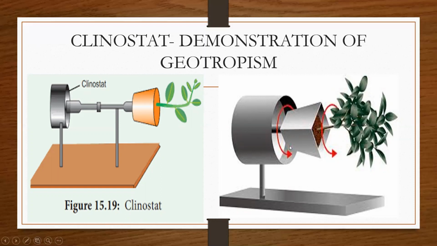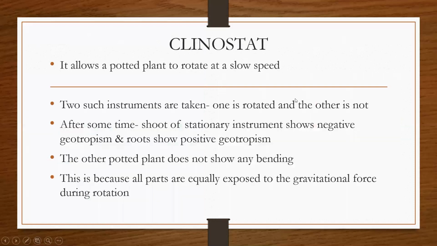In the other clinostat, which is continuously being rotated, there is no bending of the plant. This is due to the fact that all parts are equally exposed to the force of gravity. So what is a clinostat? It allows a potted plant to rotate at a very slow speed.